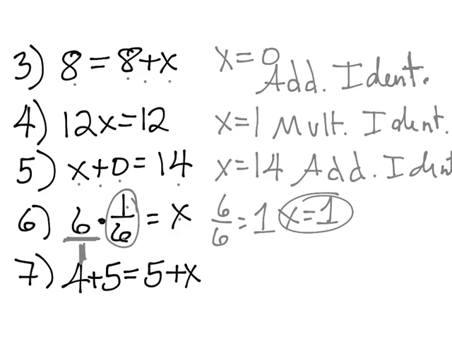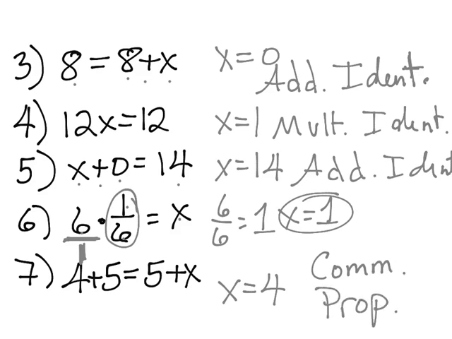And number 7, what would x be here? Well, x would be equal to 4. What is the reason why? Well, the commutative property there, because we are changing the order of the 5 and the 4.